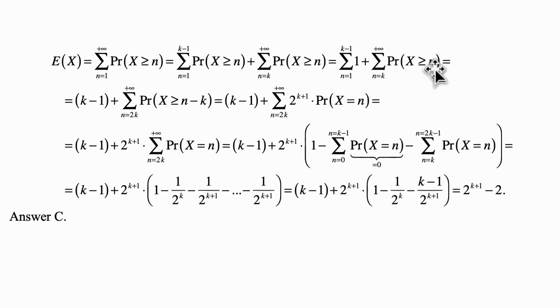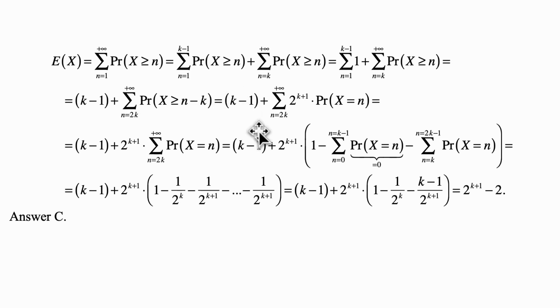We want to replace the n by n minus k. Well, then this expression becomes the sum from n equal to 2k to plus infinity of the probability that x is greater than or equal to n minus k, because when n is equal to 2k, then 2k minus k is equal to k, and here when n is equal to k, this is the probability that x is greater than or equal to k. So this is just like a change of variable. N is replaced by n minus k, and then we have to start counting from 2k.